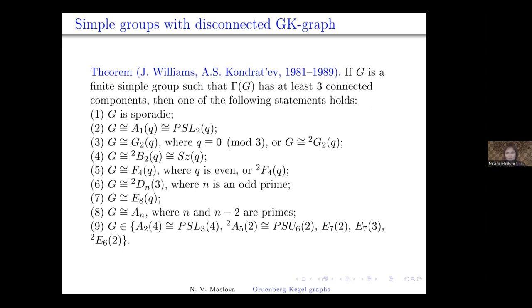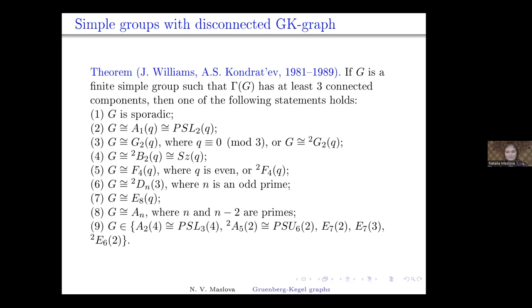And finite simple groups with at least 3 connected components of the Gruenberg-Kegel graphs are either sporadic, 17 sporadic groups from 26 have at least 3 connected components of the Gruenberg-Kegel graphs, or PSL2(q), well-known finite simple groups, or exceptional groups of Lie type G2 or twisted 2G2. Here G2 over fields of characteristic 3, or well-known Suzuki groups, or F4(q), q even, or twisted 2F4(q), or a series of orthogonal groups over fields of order 3, or a series of exceptional groups of Lie type E8, or alternating groups of prime degree such that n minus 2 is also prime, or some sporadic cases of finite simple groups of Lie type, not sporadic groups, but sporadic cases of finite simple groups of Lie type.